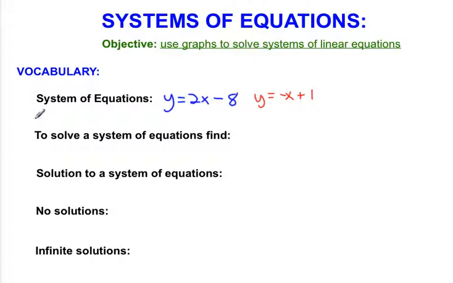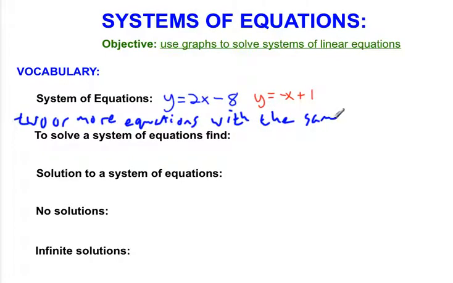So a system of equations is two or more equations, because you could actually have a system with more. So two or more equations with the same variables. In our case, they are x and y. Now you could have as many variables as you want, but you would need to have as many equations as variables in order to solve it. So we'll see in this case we have two equations, two unknowns, and we can solve this system.